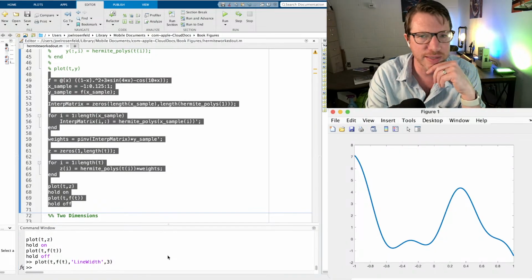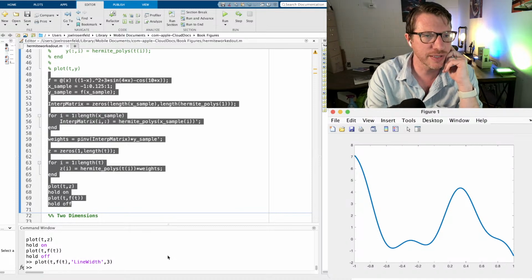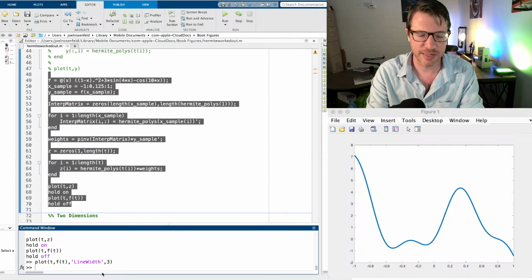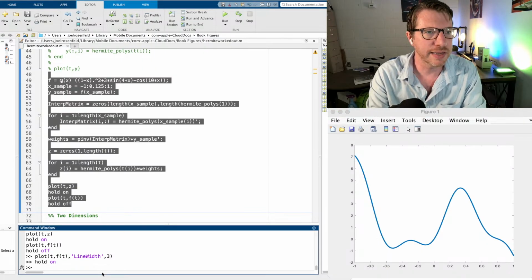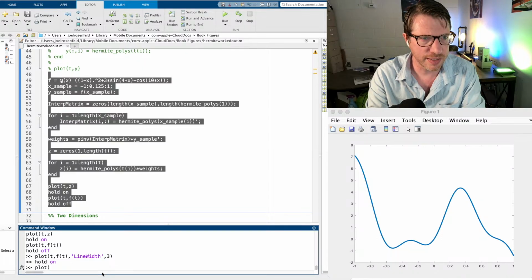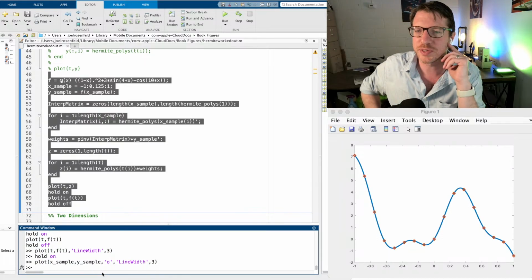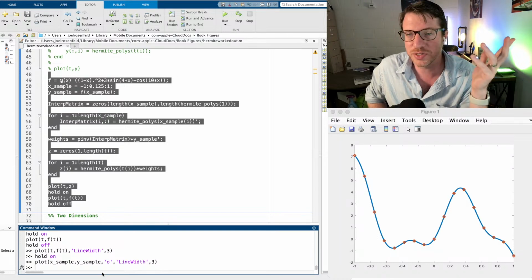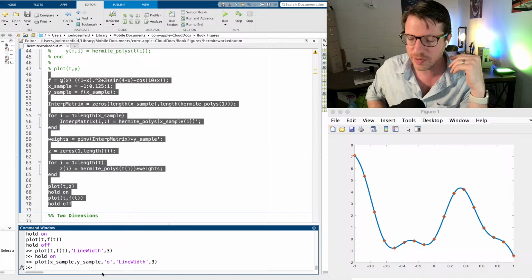And so then the idea is that we'd like to use a certain number of samples in order to recreate this function. And so I'm going to say, let's hold on, and let's plot x sample and y sample, and we'll do this with little circles, and let's make line width 3 here as well. So boom, there you go. So those are my sample sites. And so using these sample sites, we can actually do polynomial interpolation using our Hermite functions.